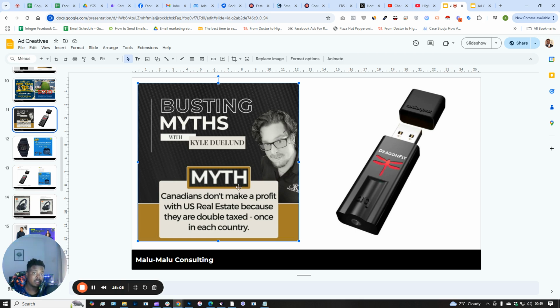So if you were to read the copy, for example: Canadians don't make a profit with US real estate because they are double taxed, once in each country. Okay, so he's illustrating a myth, which is good. Now, like I said, the real issue here is that I don't understand what on earth is going on. Does that make sense?